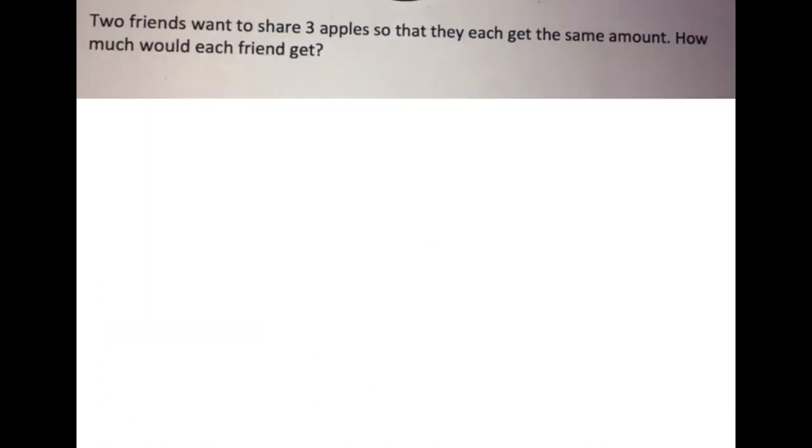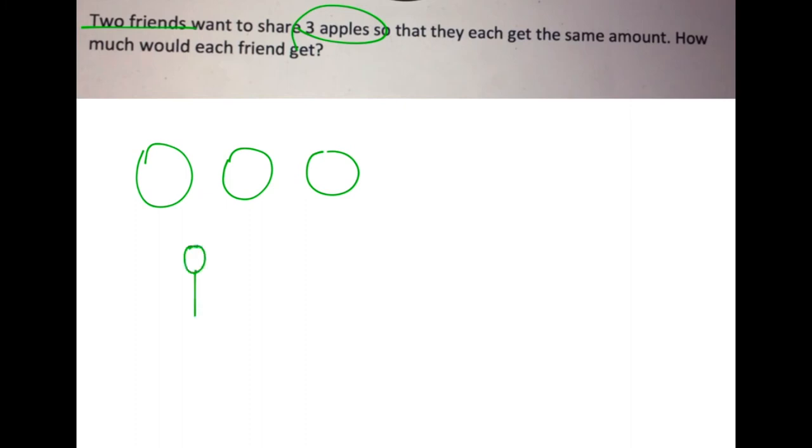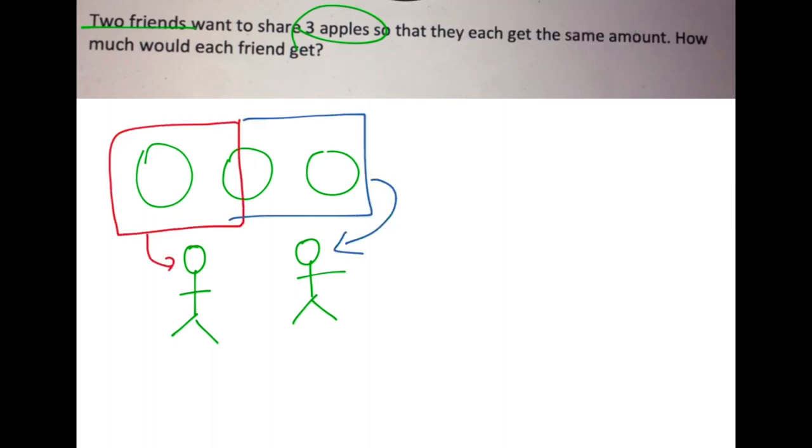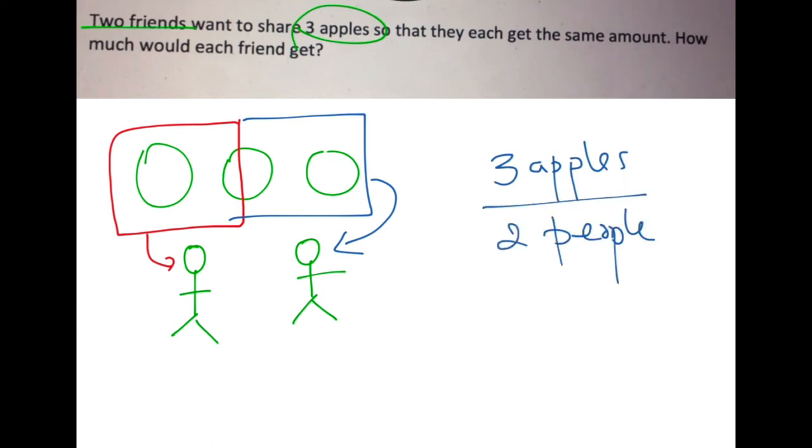2 friends want to share 3 apples evenly. How much will each one get? So you have 3 apples, 1, 2, 3, but you have 2 people. Person number 1, person number 2. So it looks like each person will take 1.5. So how do you do it mathematically? So you have 3 apples that you will divide among 2 people. So that's 3/2.